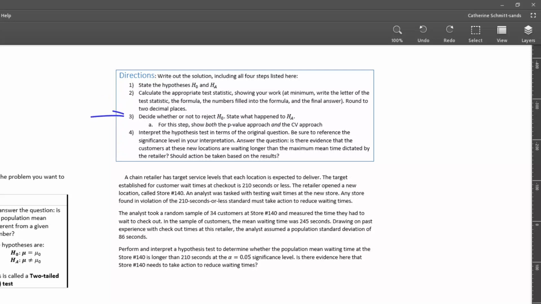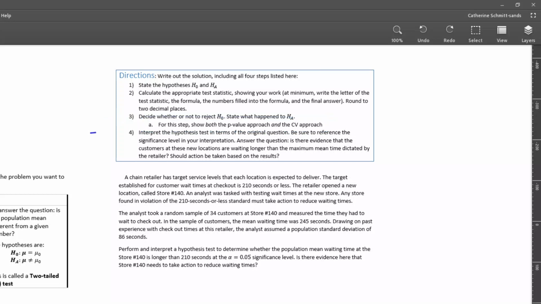Step 3 says decide whether or not to reject the null hypothesis, which is H0. And then it says state what happened to HA, which is the alternative hypothesis. For this step, show both the p-value approach and the critical value approach.